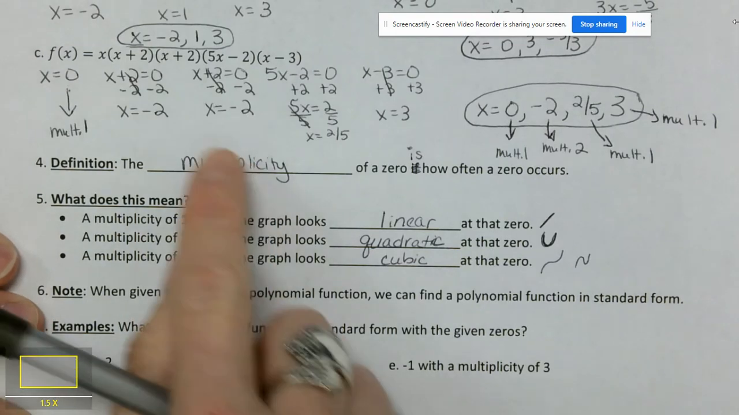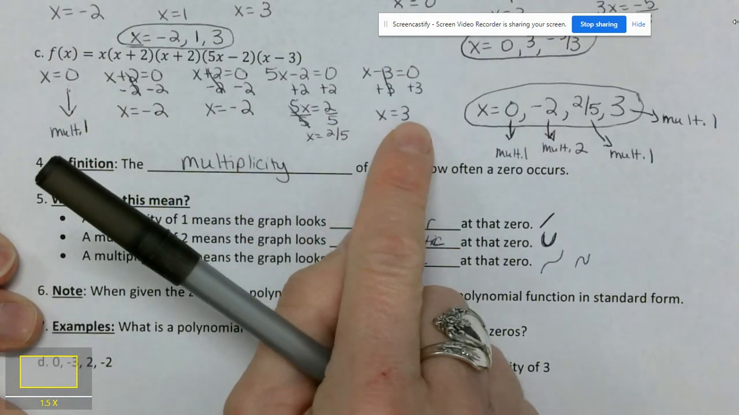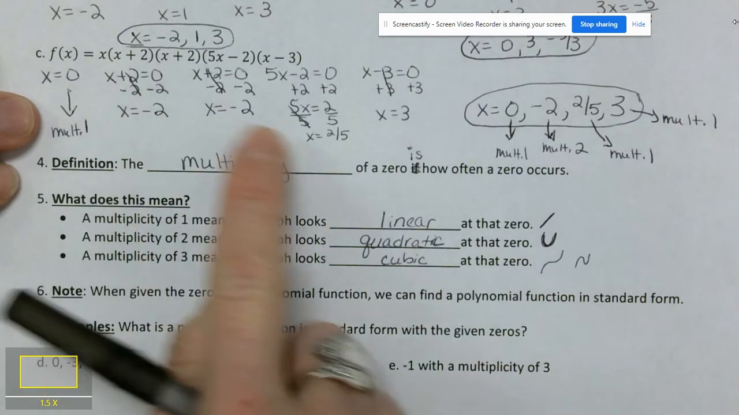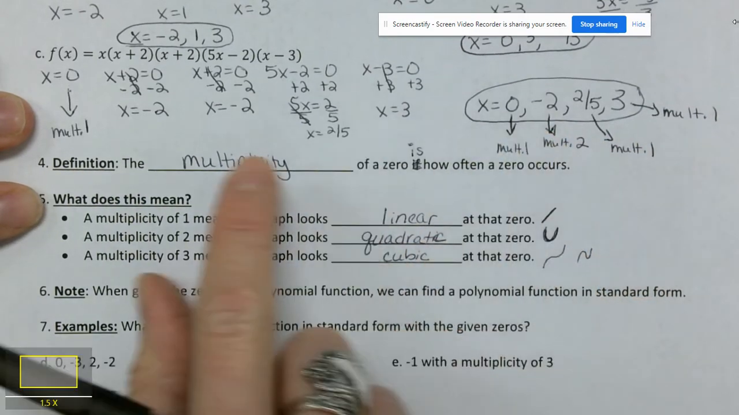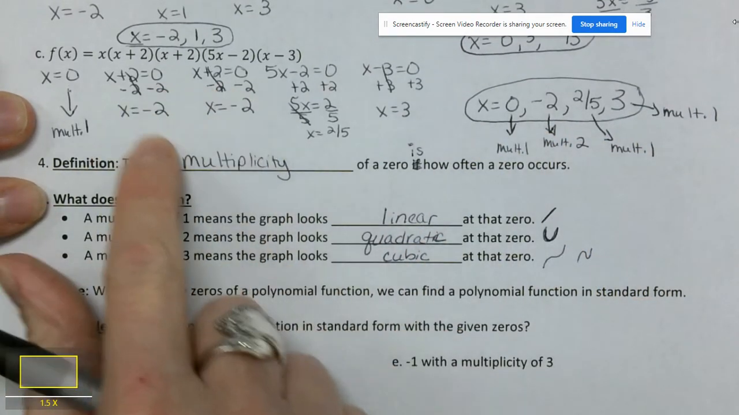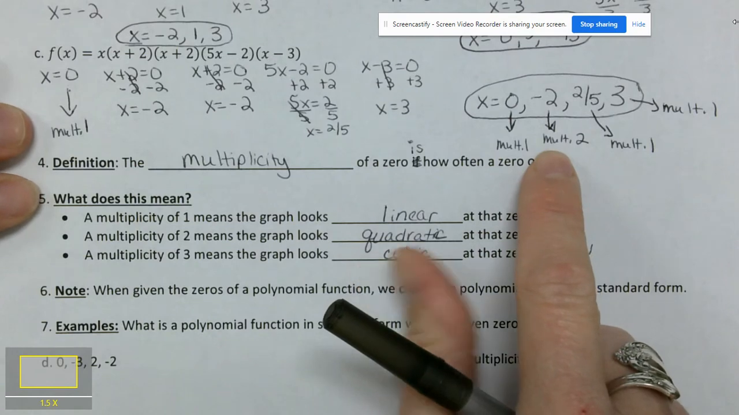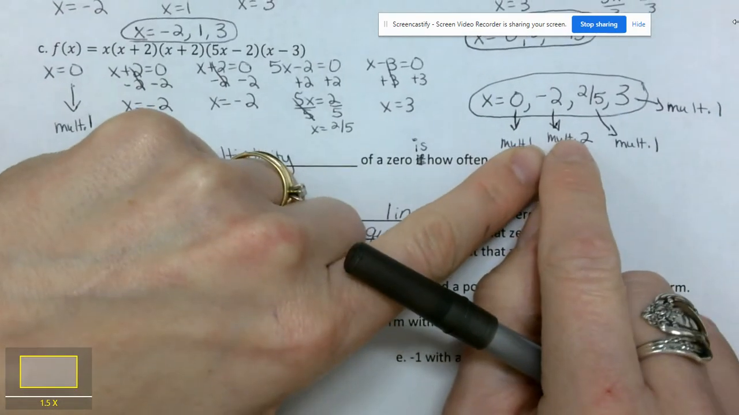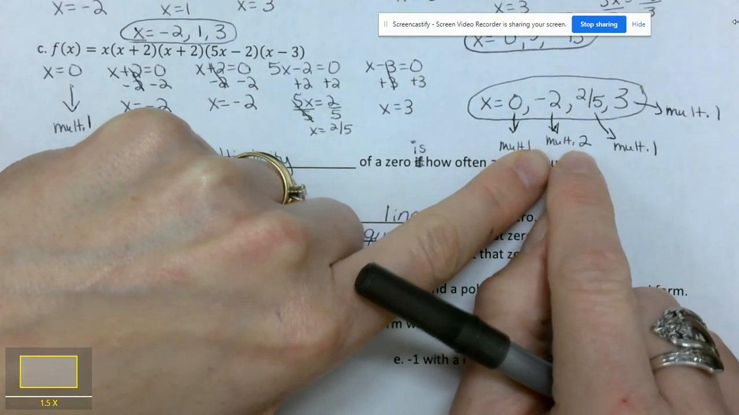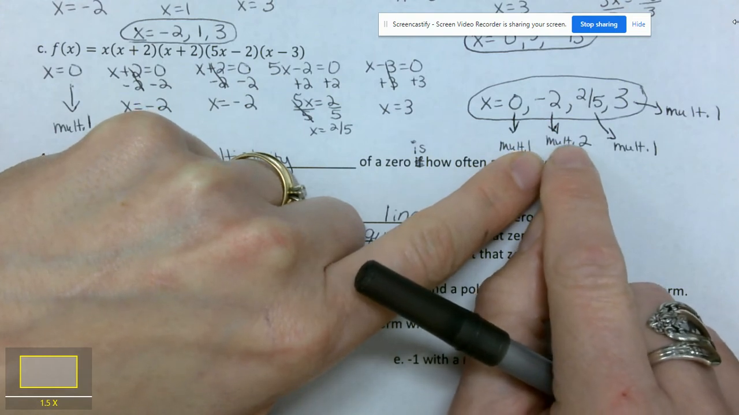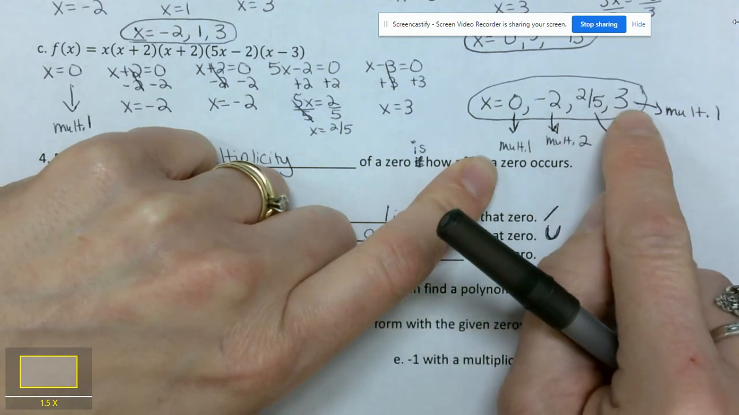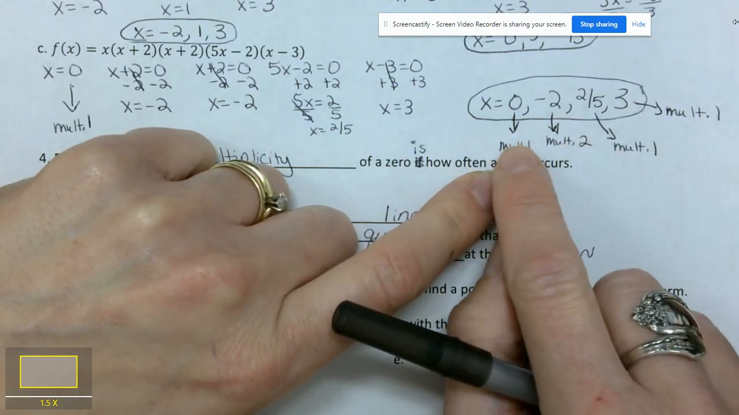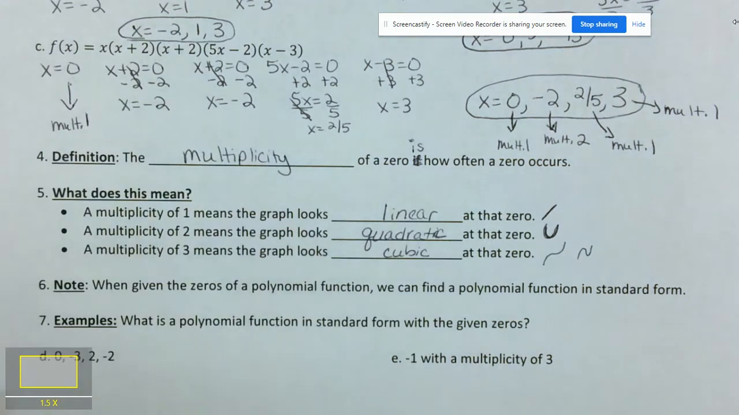So that's what it means to have a multiplicity. However often that 0 occurs, for instance, 0, 2/5, and 3, they only happen once, so they have a multiplicity of 1. But our x equals -2 was twice, so it has a multiplicity of 2. That means that at this 0 right here, if we graphed it, this graph would look quadratic. It would look like a parabola at this point, -2. At the points 0, 2/5, and 3, our graph would look linear. It would look like a straight line at those points, okay? As always, if you have questions, let me know.